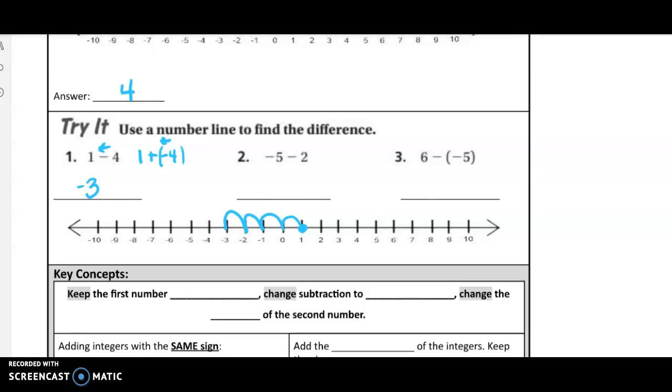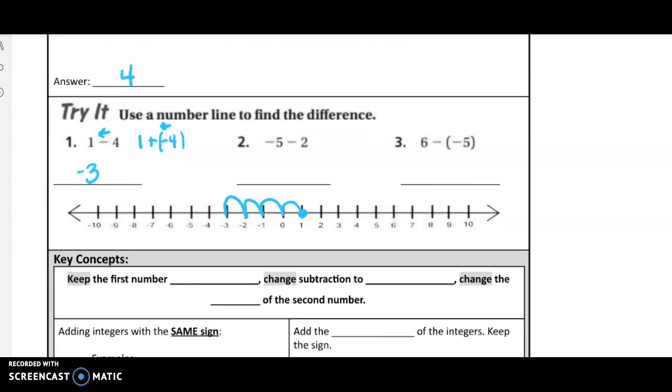For number 2, and I'm just going to switch colors and I'm going to keep using the same number line. So for number 4, we have negative 5 plus negative 2, because we add the opposite.